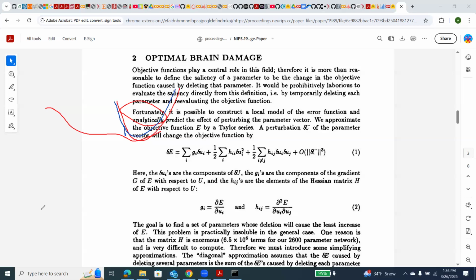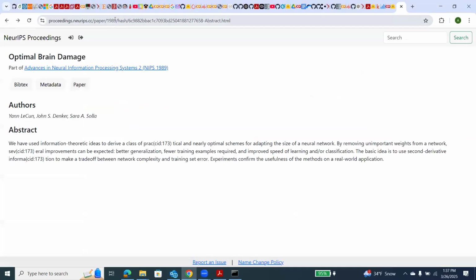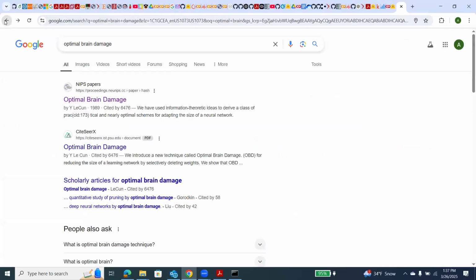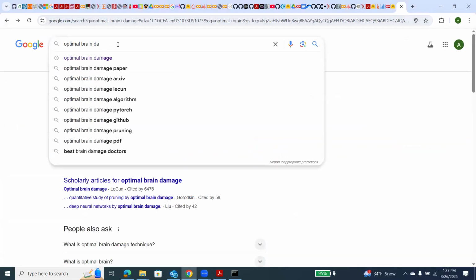The second idea is called optimal brain surgeon. So the next paper is called optimal brain surgeon.